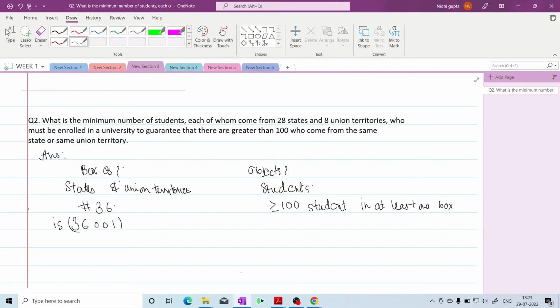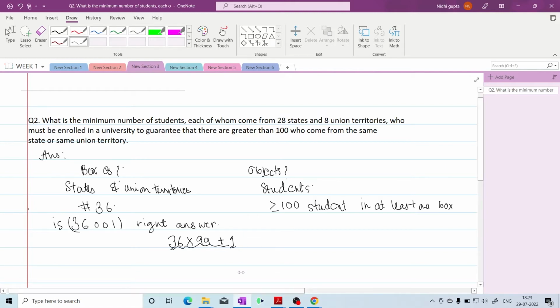It will confirm. So we can see, it should be 36 into 99 plus 1. Why? You can assume 99 in each of them, and then there is one more person, which will make it 100. Yes, very good.